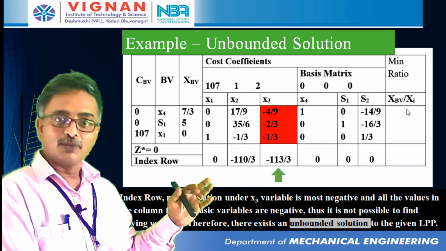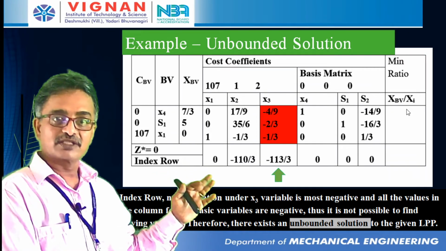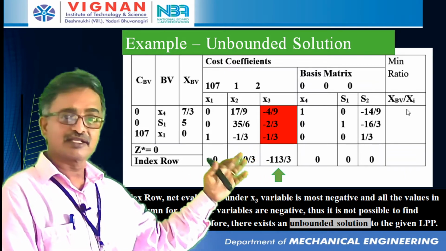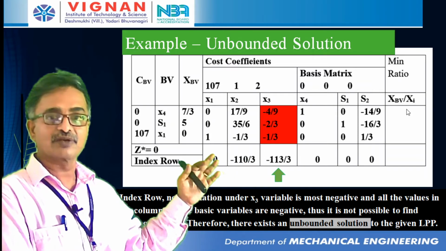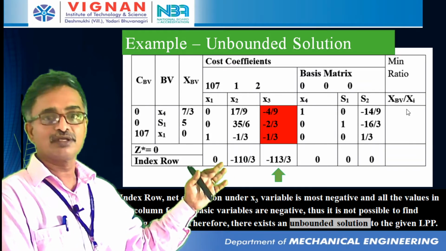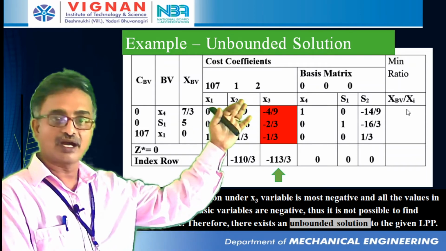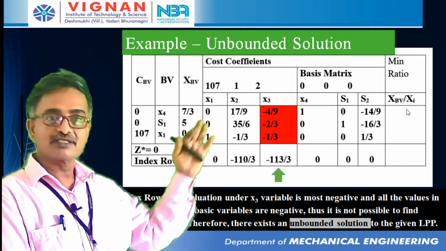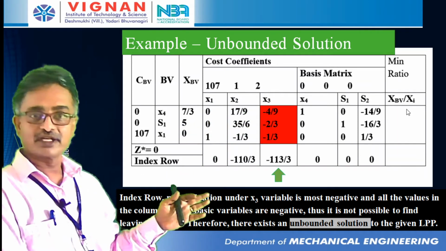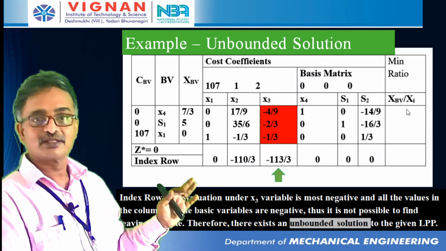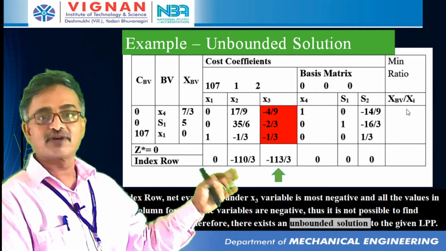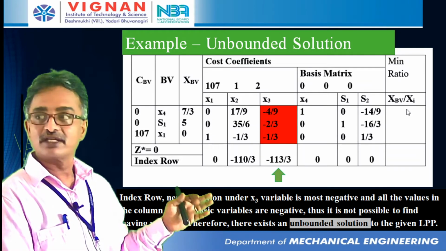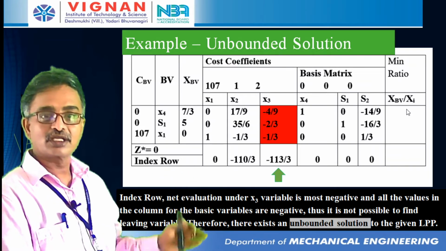Now at this stage, after calculation the index row lands at 0, minus 110 by 3, minus 113 by 3. That is the highest negative, identified as the key column. In this table, the key column, for variable x3, has all negative coefficients. That is the indication: if all values in that column are negative, it is not possible to find a variable leaving the basis. In that case, it is an unbounded solution to the given linear programming problem.